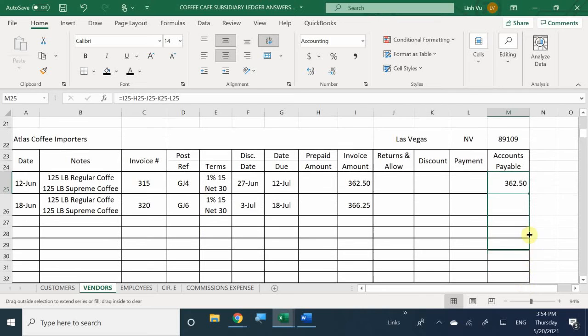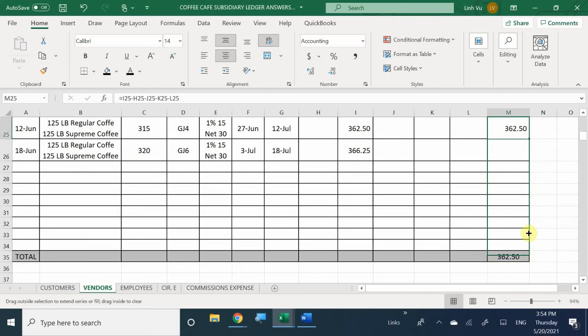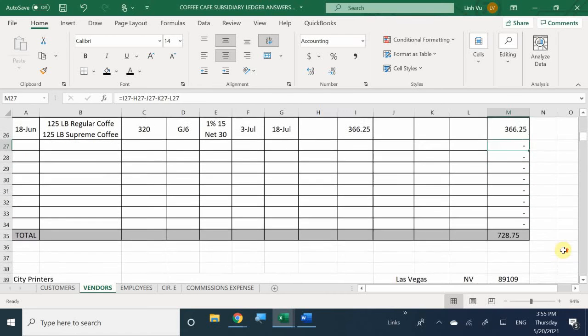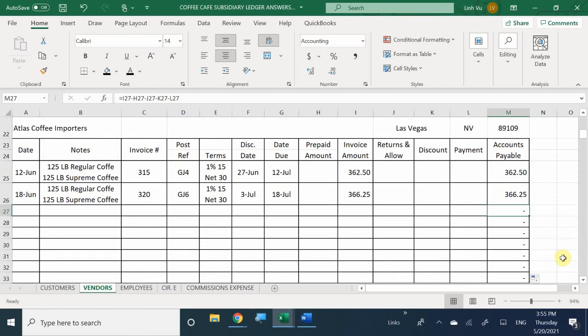And then the zero payment. So the amount due is 366.25, but our total is going to be 728.75. Yes, because now we have two bills that are outstanding, right? Yep. We don't have to pay them until July, so we're good to go.